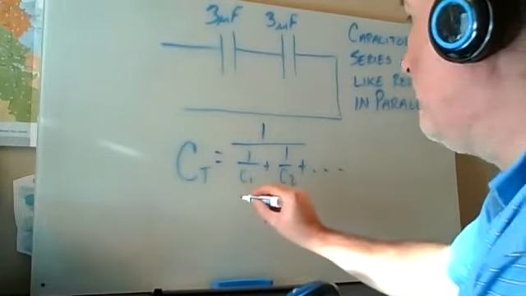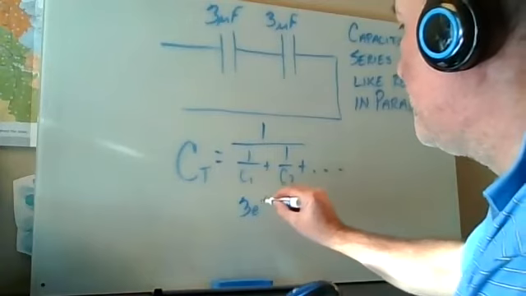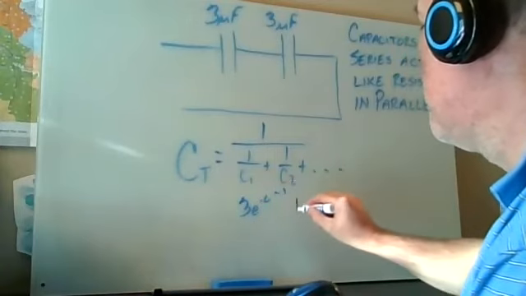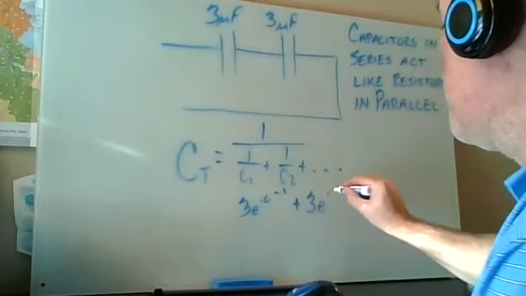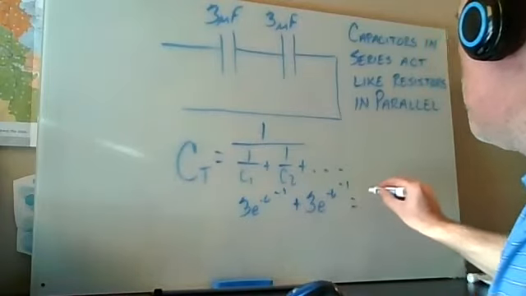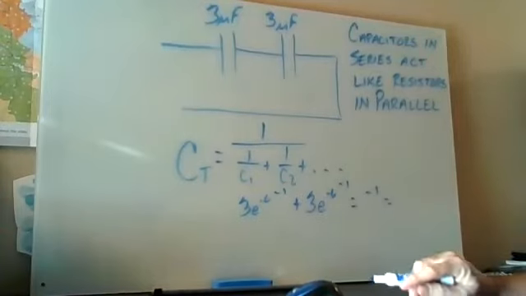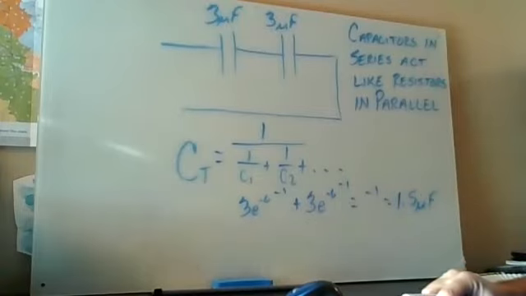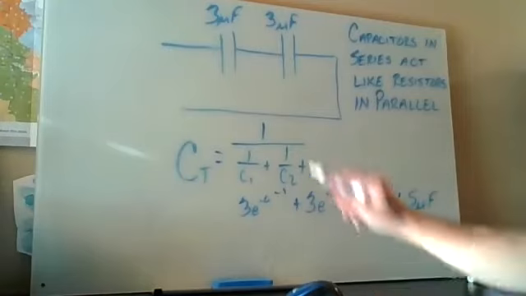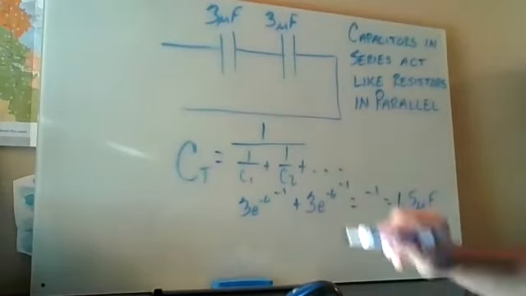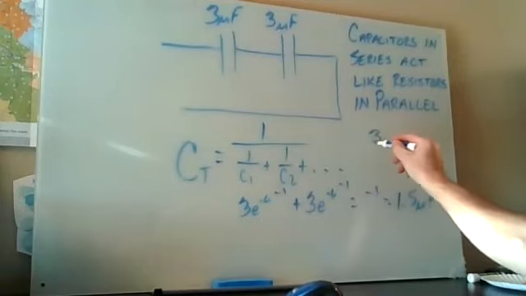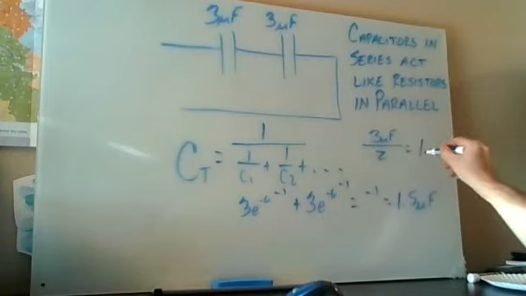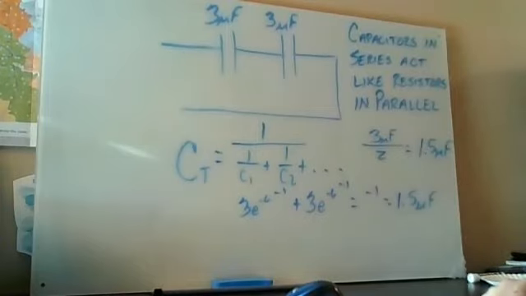So here I would put 3 exponent negative 6 shift reciprocal plus 3 exponent negative 6 shift reciprocal equals, shift reciprocal, equals, and I should get 1.5 microfarads. Or because they're in parallel, remember we learned in parallel, if they're the same, I can just put 3 microfarads divided by how many I have, which is 2, 1.5 microfarads. That's only if they're all the same.